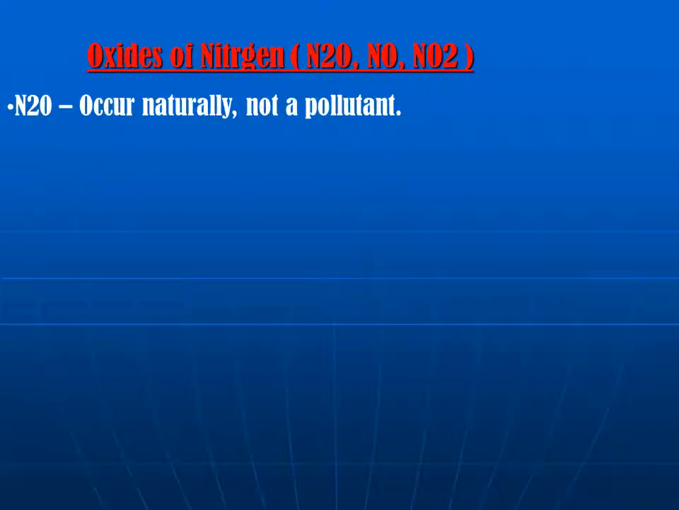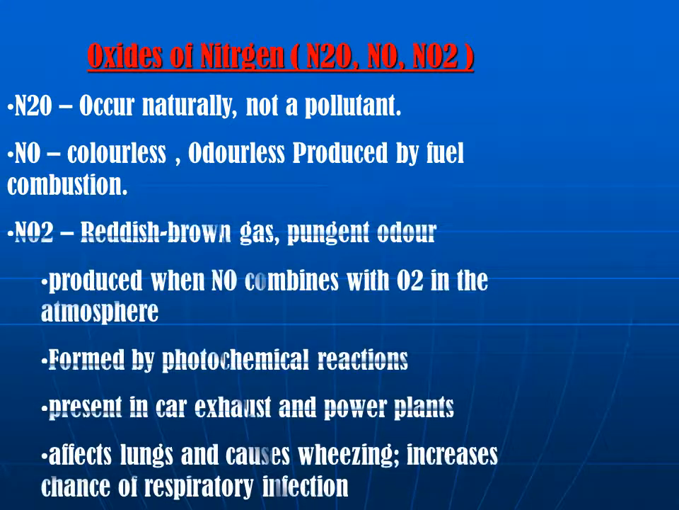Next are the oxides of nitrogen. These mainly include nitrous oxide, nitric oxide, and nitrogen dioxide. The nitrous oxide occurs naturally. It's not a pollutant. The nitric oxide is colorless, odorless, and produced by fuel combustion.